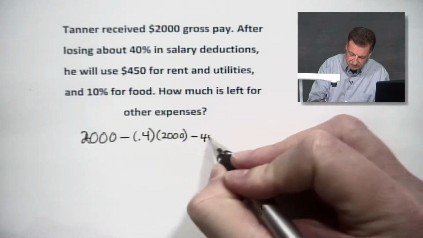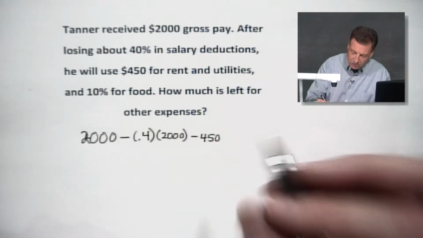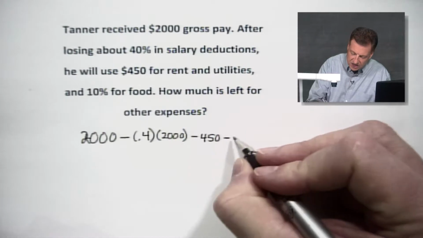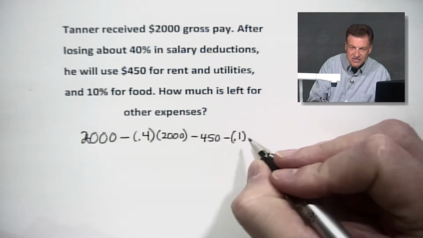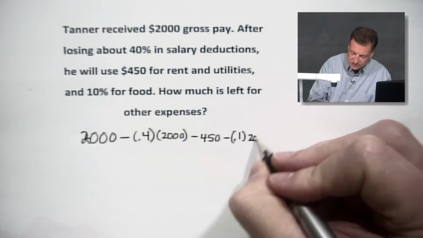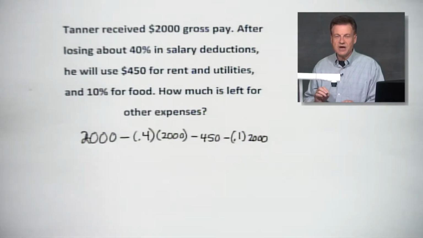$450. That's going away. That's expenses. And one more item. How about it? We're going to take away 10%. We're going to change that to a decimal. We'll say 1/10 times 2,000. What we want to know is, what does all this give us? All right, how much money is left over?